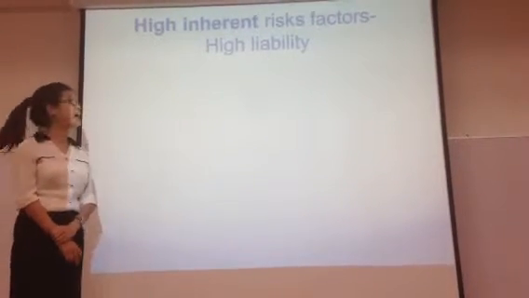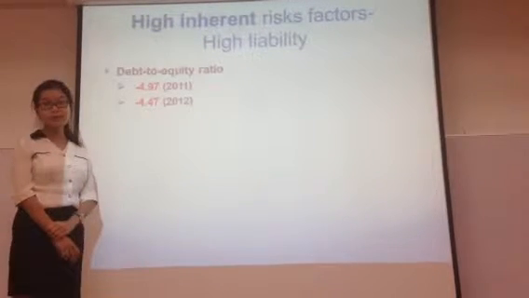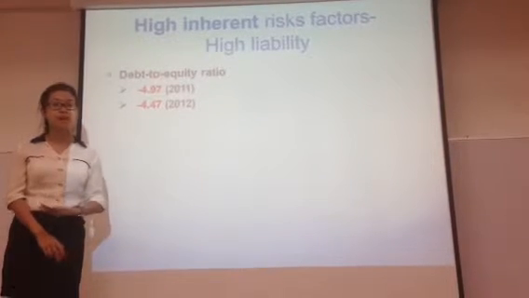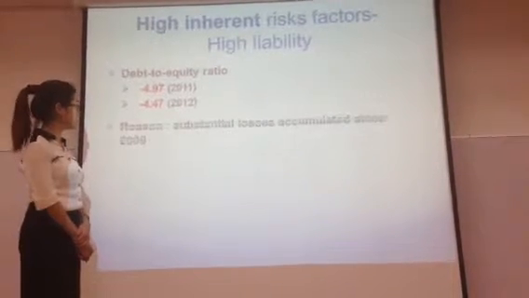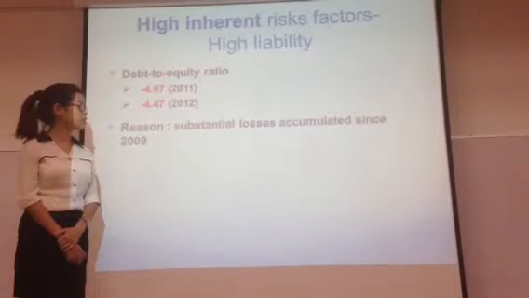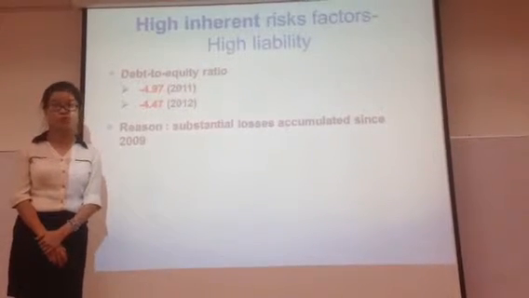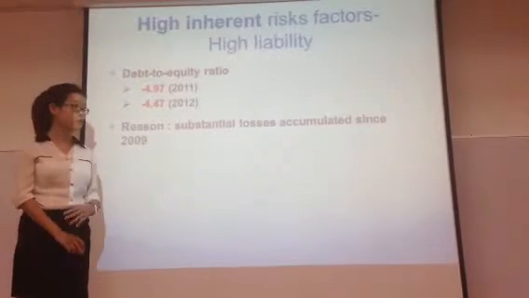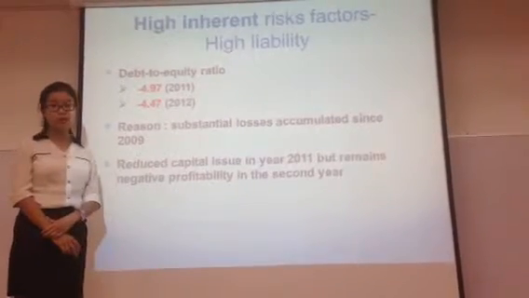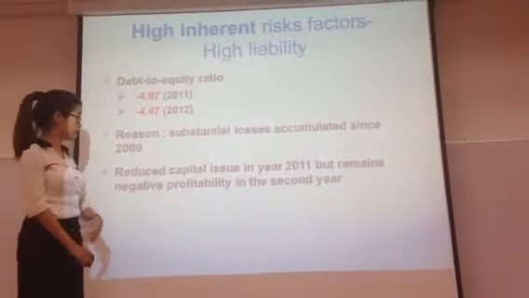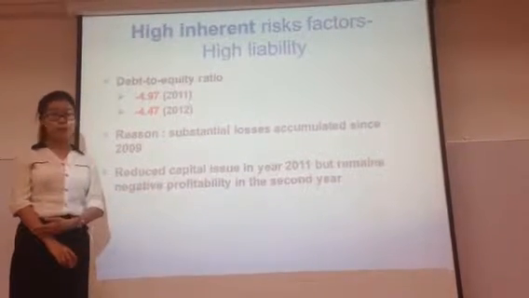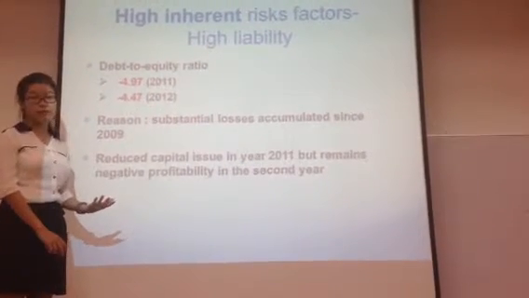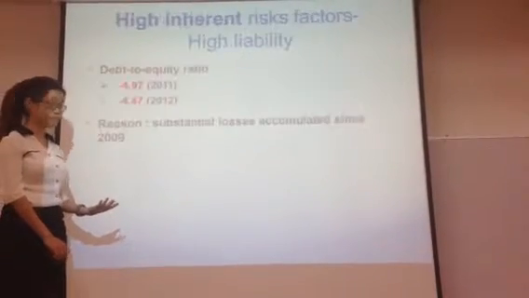Another factor is the high liability. The company had a negative debt to equity ratio, which means that the company had too much debt over the equity. The reason is the substantial losses accumulated since 2009, as the company kept on having losses in the past few years. And although in 2011 the company had already reduced capital, in 2012, the next year, the company was still having negative profitability.